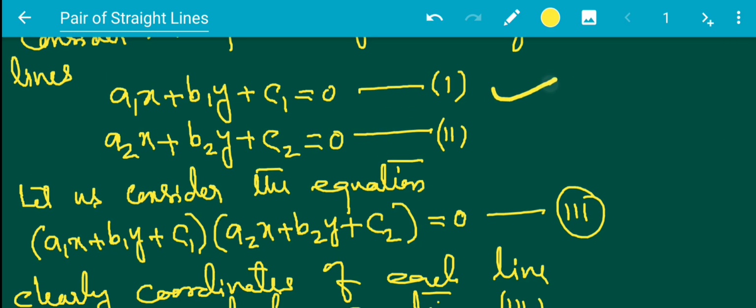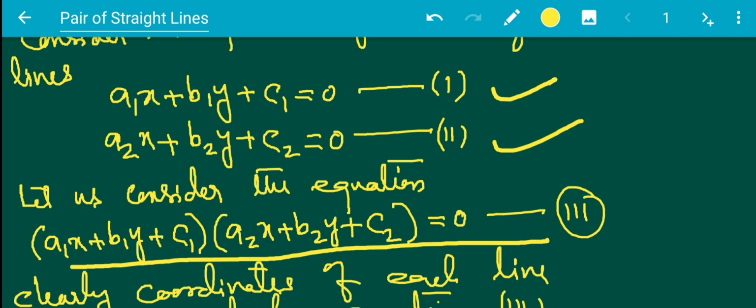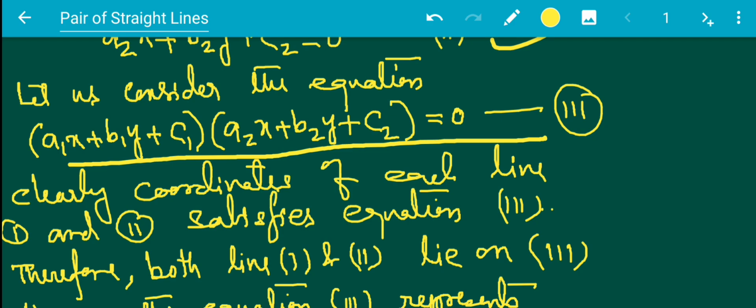Suppose these are the two equations of straight lines. Okay, if I express these two lines 1 and 2 in the form of equation 3, then this equation or this expression is called the equation of a pair of straight lines.